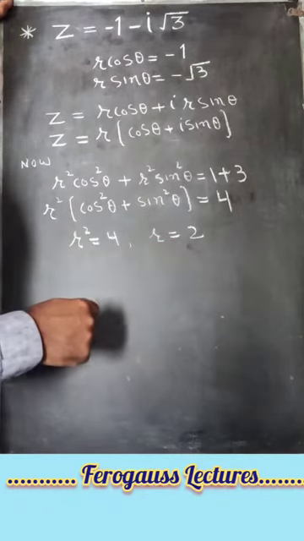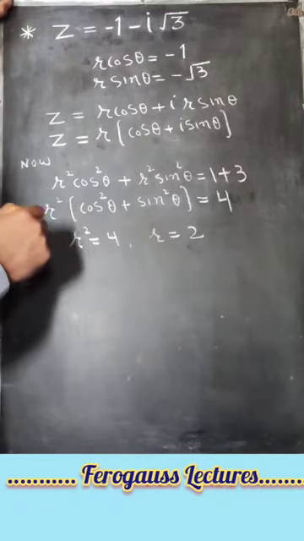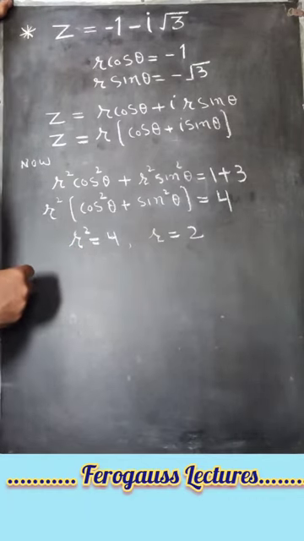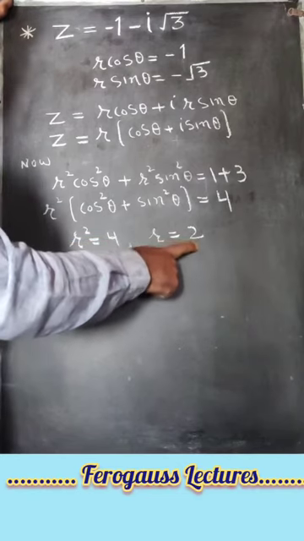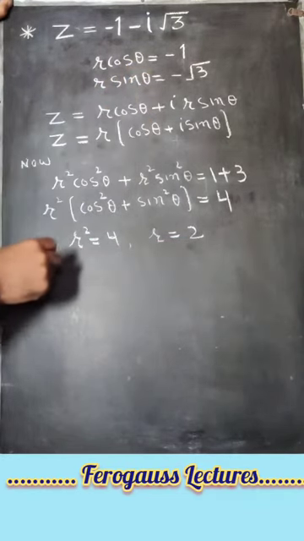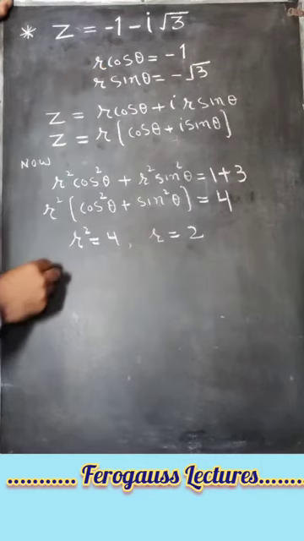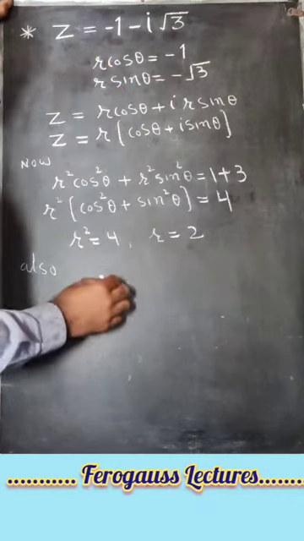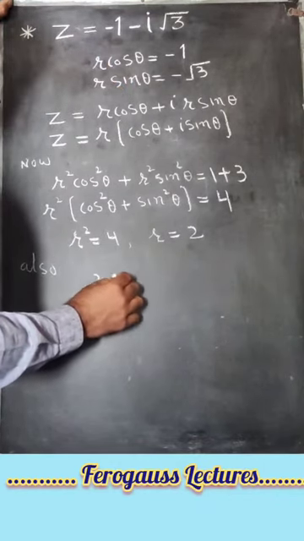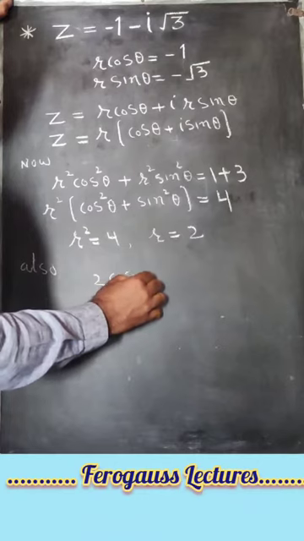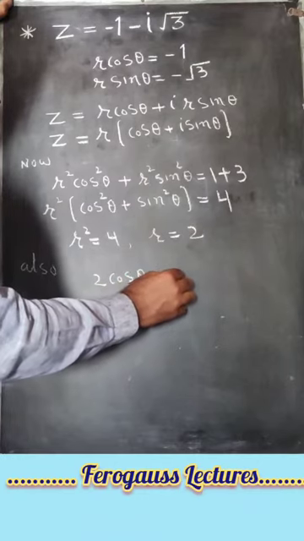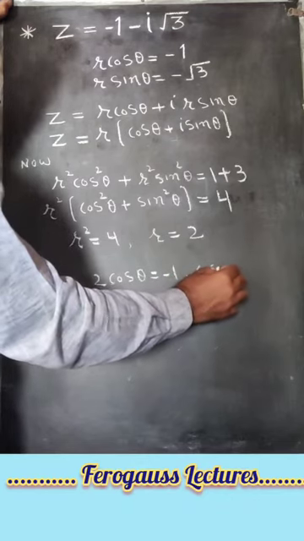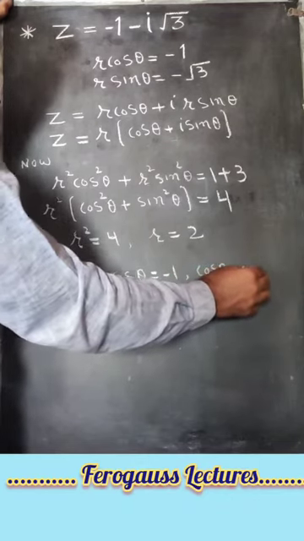Now we have to find theta, that is argument of the complex number z. For that we use r equal to 2 in these two equations, so we get here, instead of r we write 2 cos theta equal to -1, or cos theta equal to -1/2.